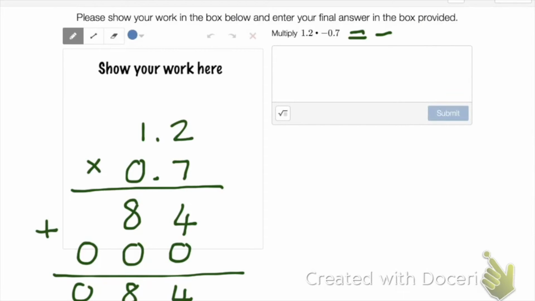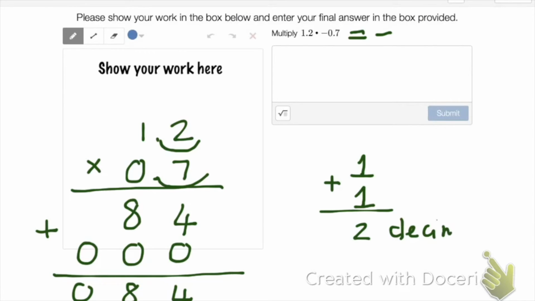Okay, so now let's count how many decimals I have for the first one. I have 1 decimal for the first one. How many decimals do I have for the second number? I have 1 for the second number. So 1 plus 1 is 2. So I have 2 decimal places. So now let's move the decimal. I start here. I move 1 time, 2 times. So my final answer is going to be negative 0.84.